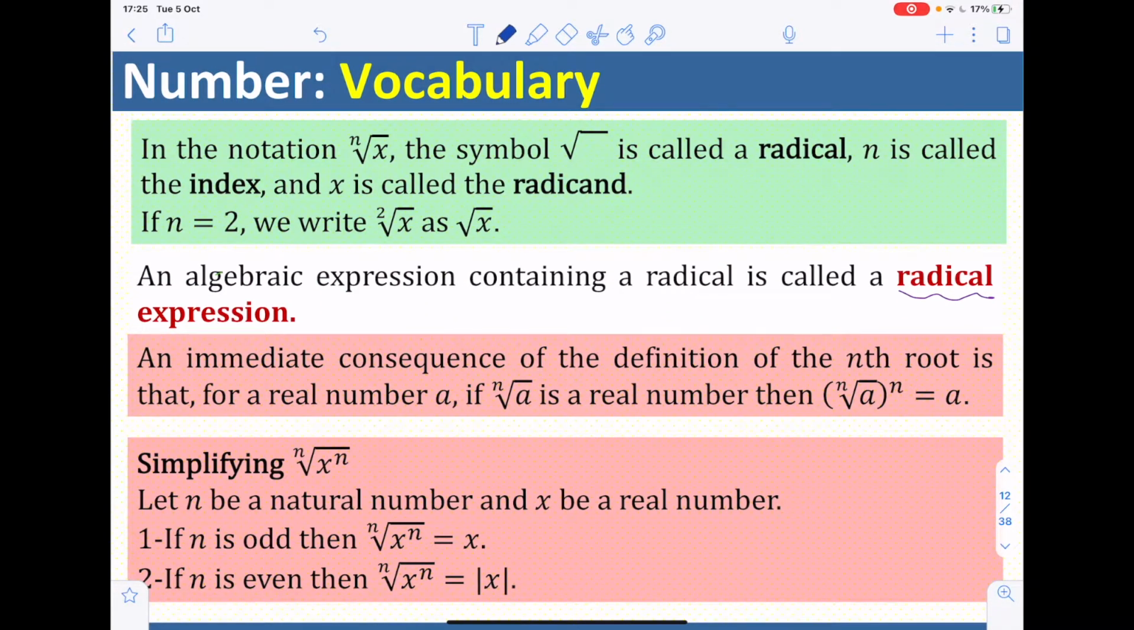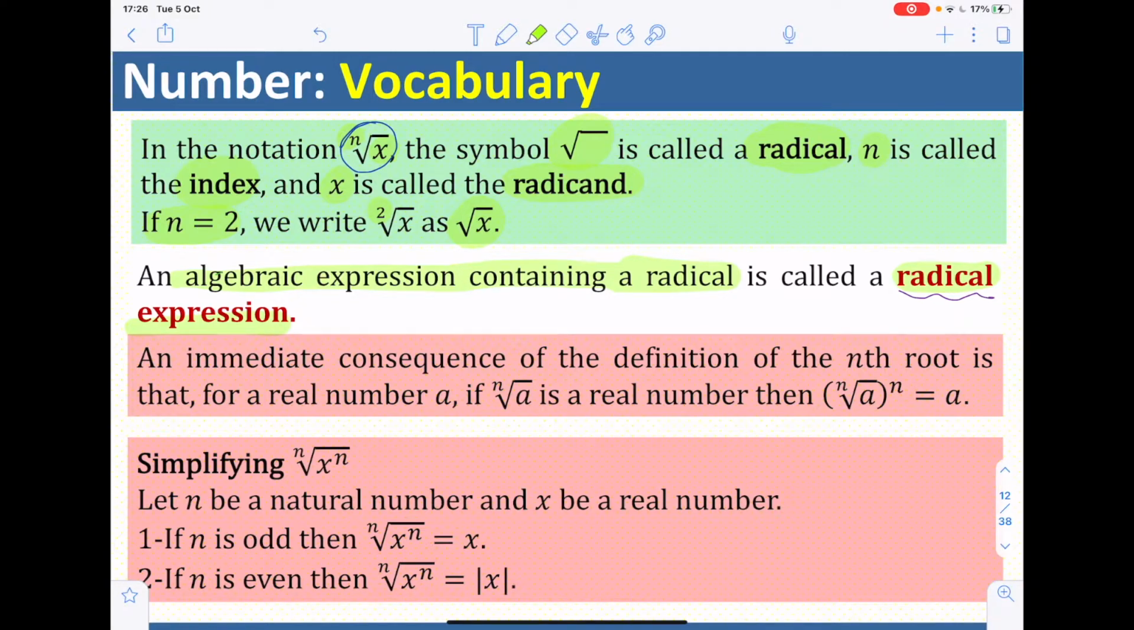So in general, if we have the nth root of x, this is the radical, n is the index, and x is called the radicand. Another thing: if n equals 2, we usually don't put the 2 above the root. We just write the square root without any number, and it's understood that we mean the second root or the square root. An algebraic expression that contains a radical or a root is called a radical expression.